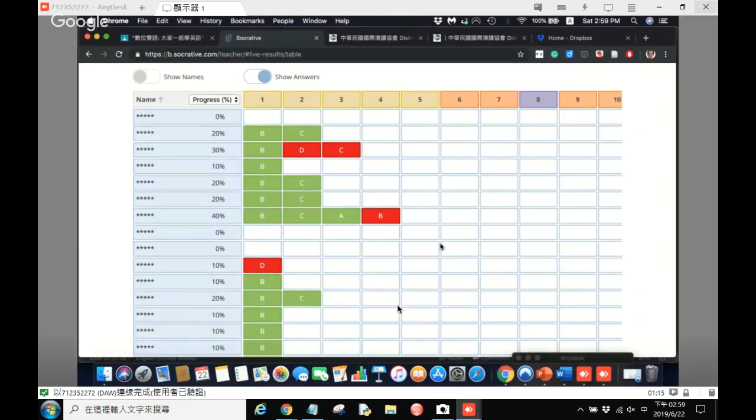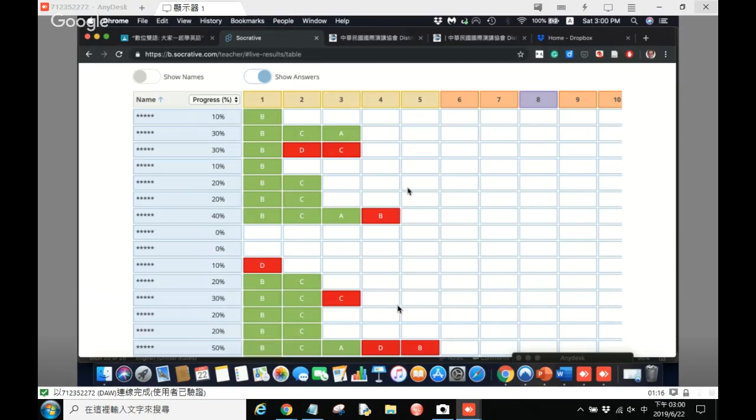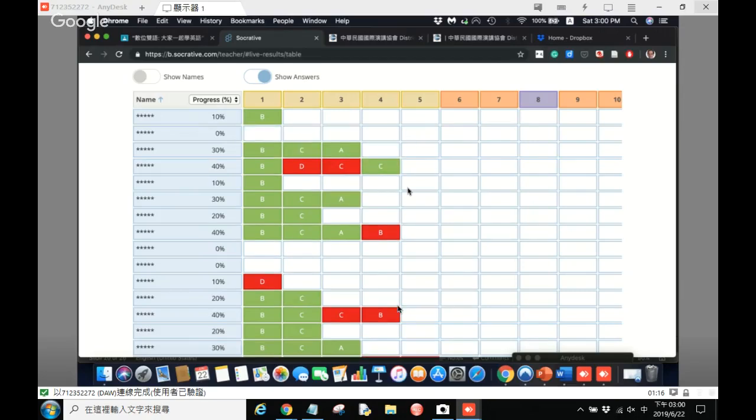You guys are purposely making things wrong, right? You're answering wrong on purpose, right? So green is correct and red is incorrect. Don't worry, you can just answer anything. You don't have to worry about correct or incorrect, I just wanted to show you how to use this software, this app. It's quite useful for giving quizzes. And also, I wanted to show you the different ways you can ask questions.